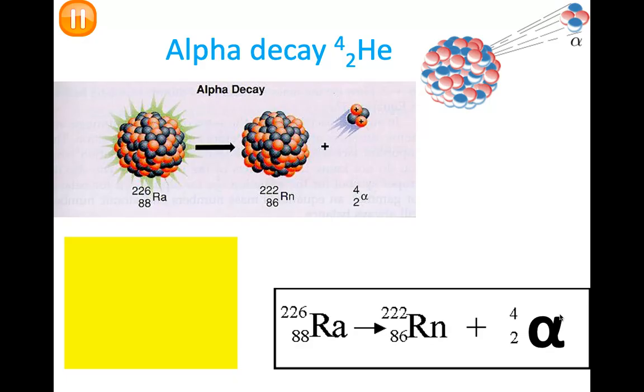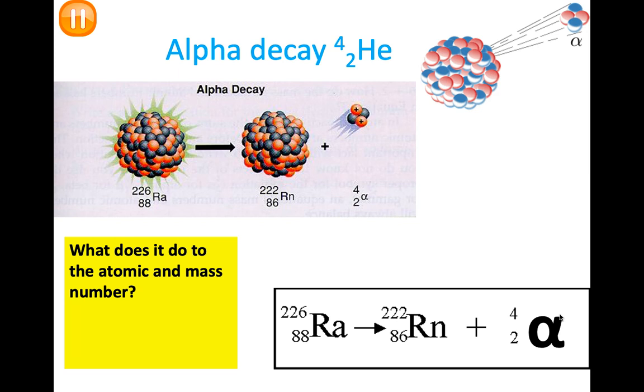Okay, so firstly we're going to look at alpha decay. What do you think alpha does to the atomic and the mass number? So look at the equation of radon on the slide, press pause and have a think.